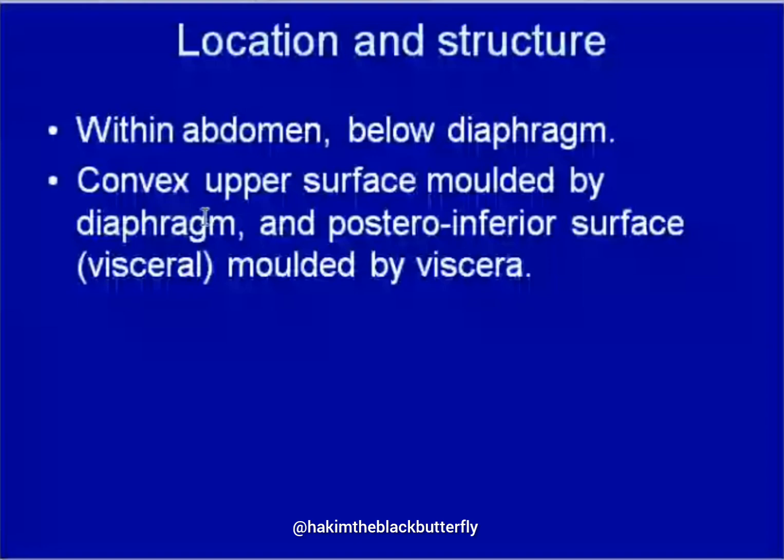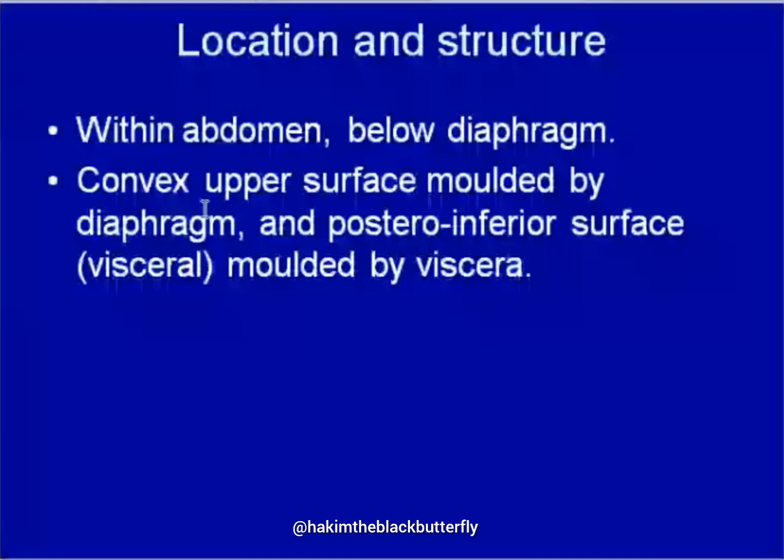What is causing that? Below the thoracic diaphragm, we have the lobes of the liver. And those lobes of the liver, superiorly, are convex. That's why they mold the thoracic diaphragm into those domes. So the liver is located below the thoracic diaphragm. Its upper surface is convex, so it is going to push the domes of the diaphragm up into the thorax.